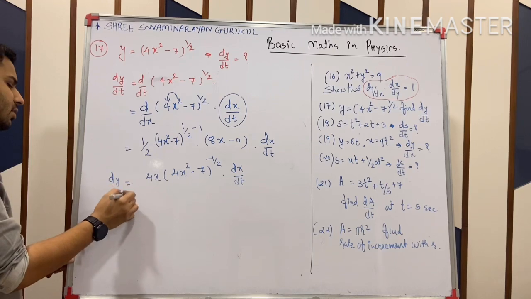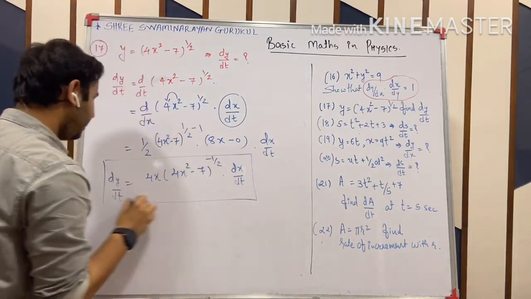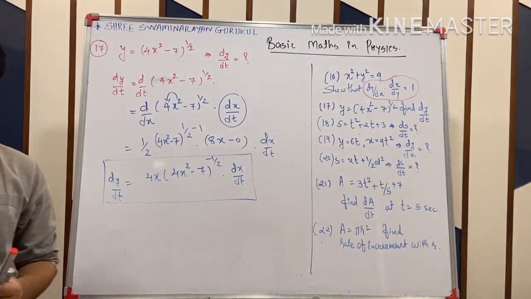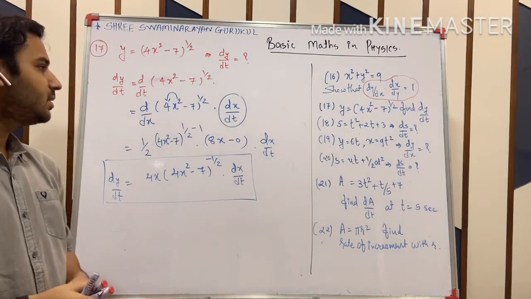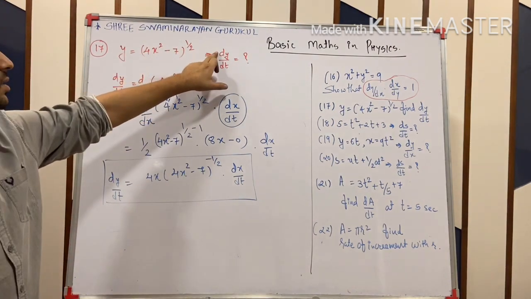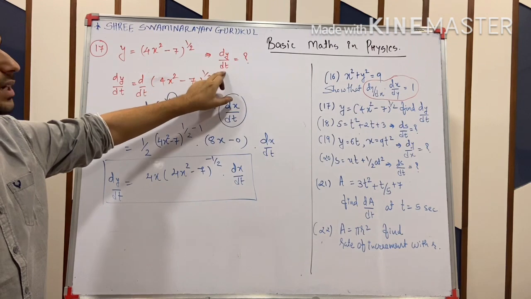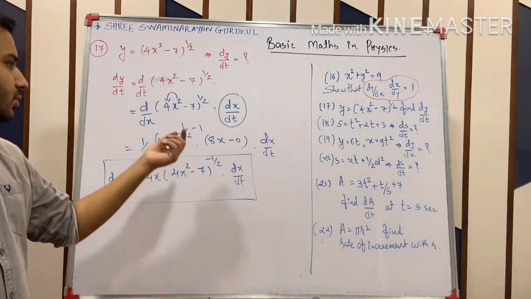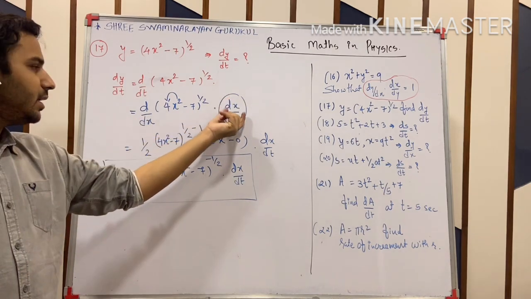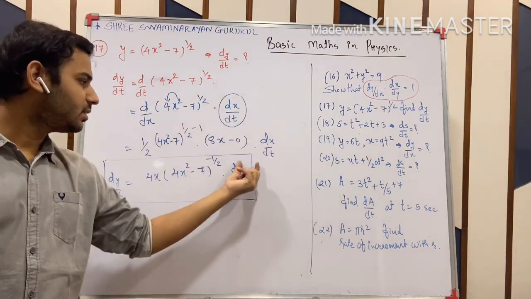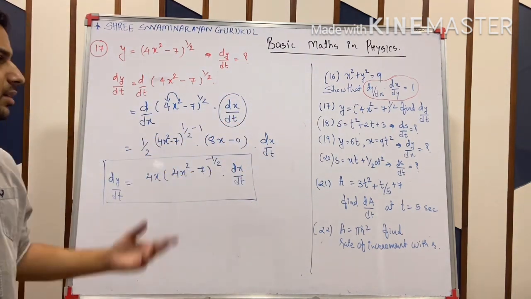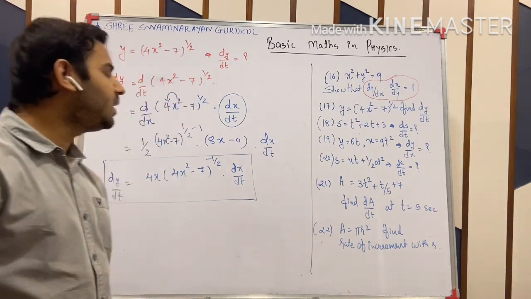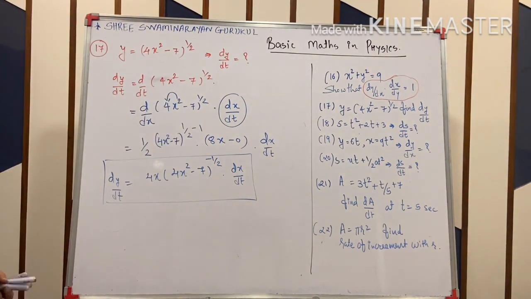So this is your answer of the differentiation. Understood which method it is? This is called differentiation of y with respect to t. The term was in the form of x, so divide by dx, multiply by dx, and keep this dx by dt as it is. Understood? Next question, same method, the 18th. It was the 17th, now the 18th.